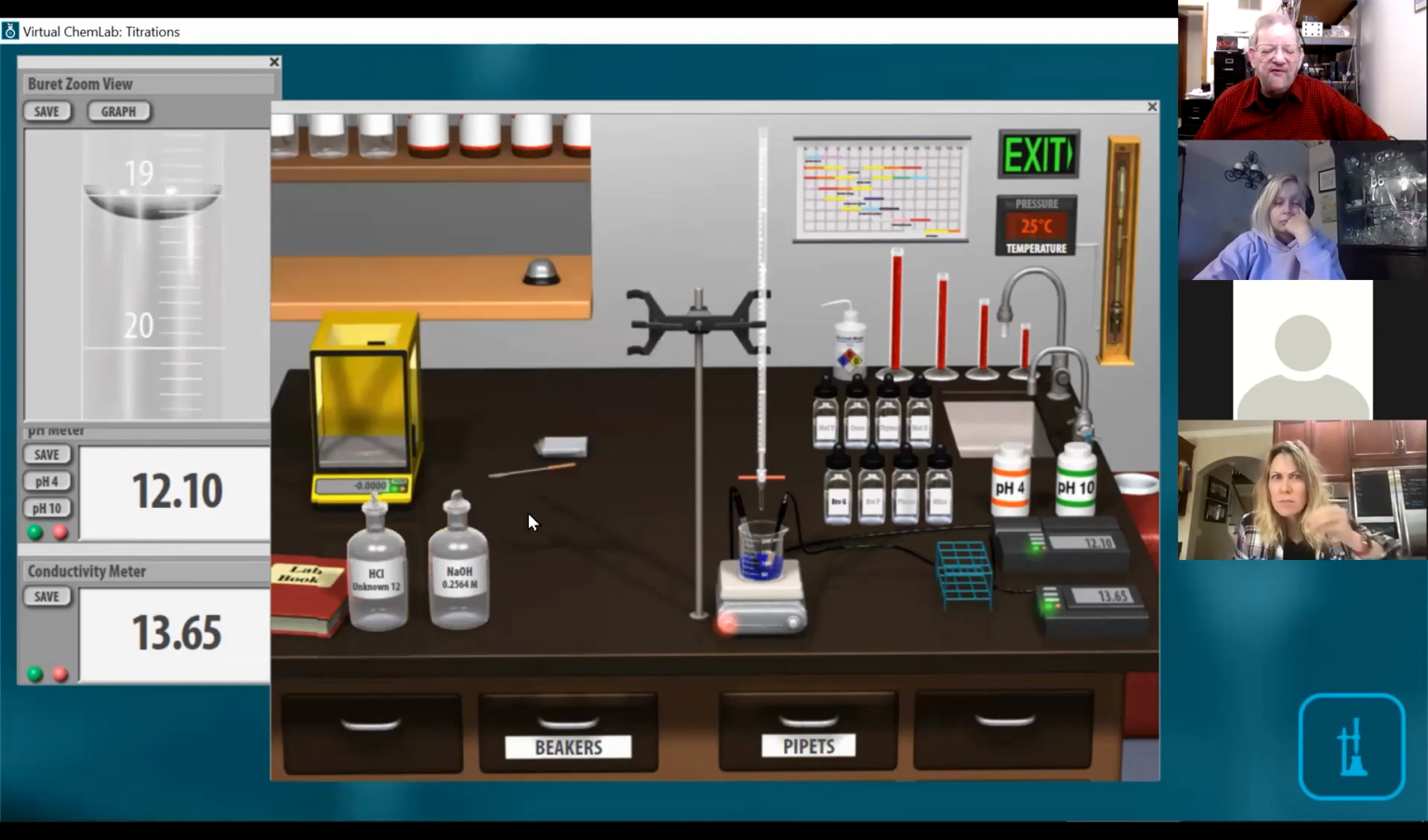So the first thing you should do for this lab is practice with turning this on and like that. And it's fun. In real life, it's fun too. You can tell I'm a chemist now.